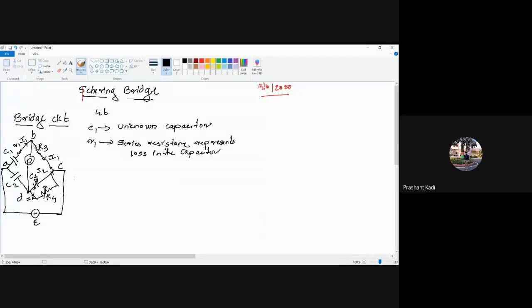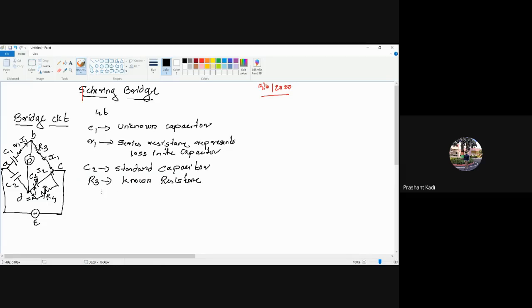Okay. So next is the second arm, C2. It is a standard capacitor, a fixed value. C2 is not variable. We know the value of C2, remember. And R3 is a known resistance.